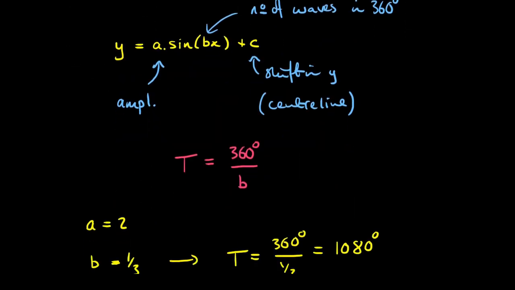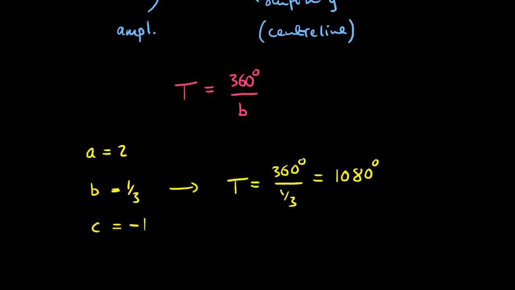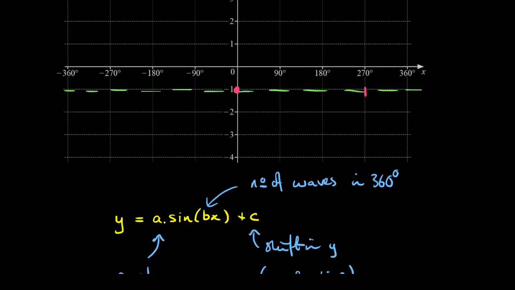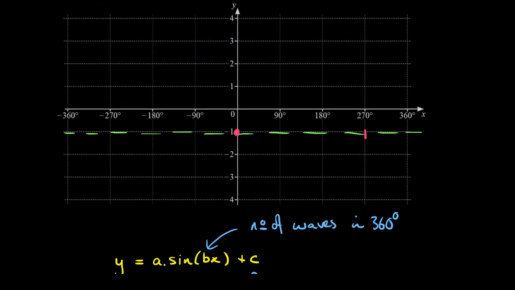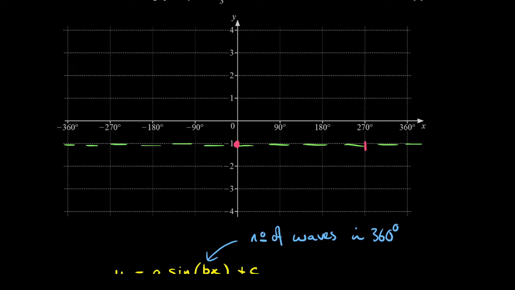Right. Then lastly, what does A tell us? A is 2, isn't it? So A is 2, the amplitude is 2. What's that going to mean? It means that we're going to go up from the center line by 2. Well, if we go up from the center line by 2, we go 1, 2, we go up to positive 1. And we're also going to go down from the center line by 2, 1, 2, down to negative 3.